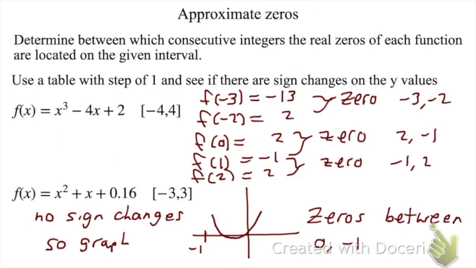So first, look at a table. The table will probably show your zeros. If you don't see any zeros on your table, graph it to verify. Because you could have a place where it's just touching the x-axis in an interval, or it's barely crossing it, and the crossings are between the two x values. So you aren't seeing a sign change on a table with step 1.